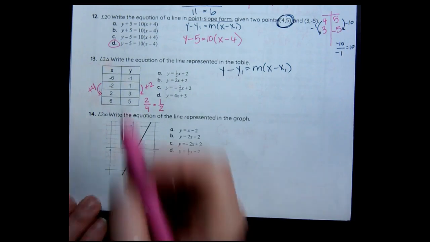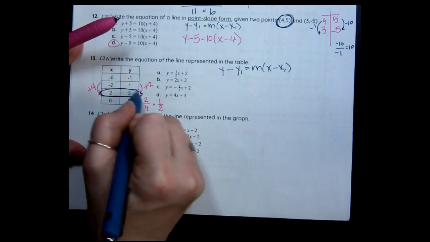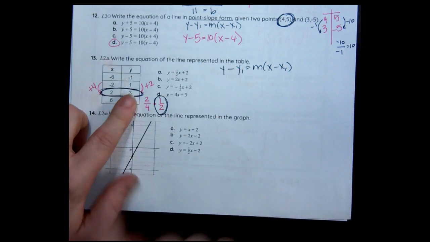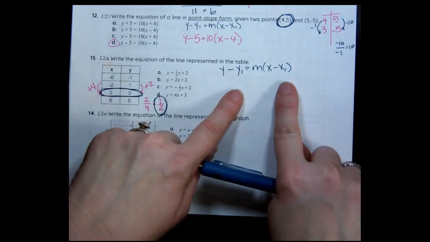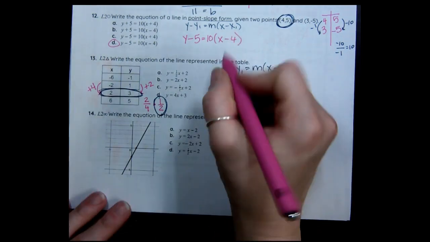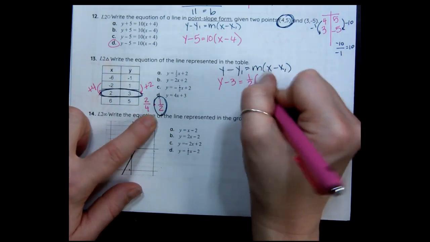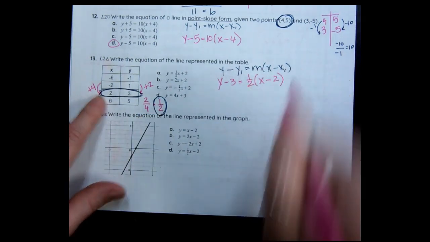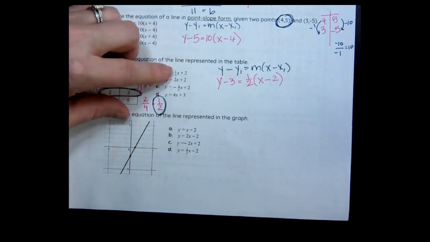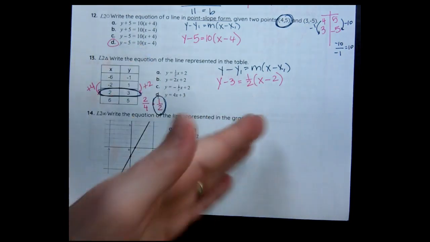I'm going to choose one point, so I'm going to take this one. I'm going to use that point and this slope in here, and then I'm going to solve for y. So I'm going to have y minus 3 equals 1/2 times x minus 2. If my answers had been in point slope form, I could stop. But my answers are in slope intercept form. They're solved for y. So I'm going to have to solve for y.